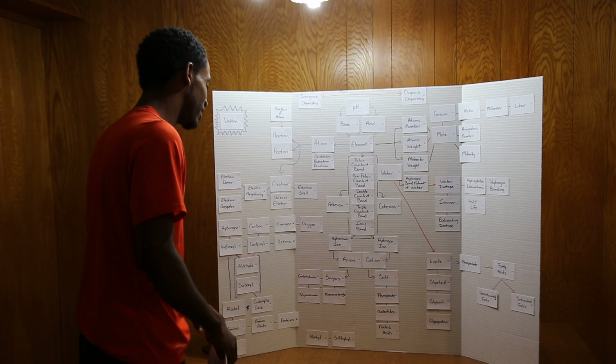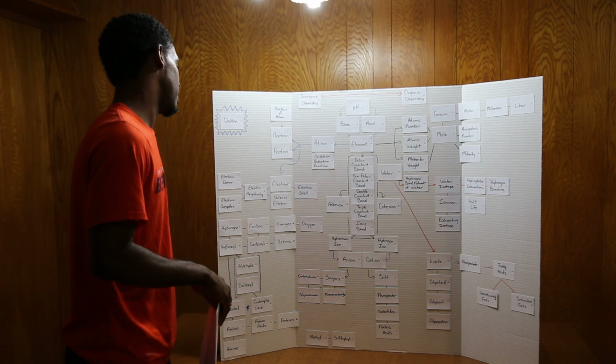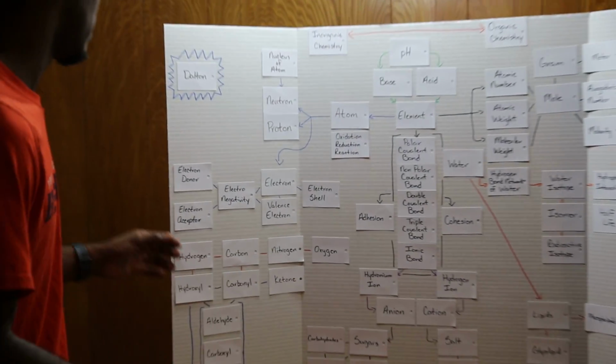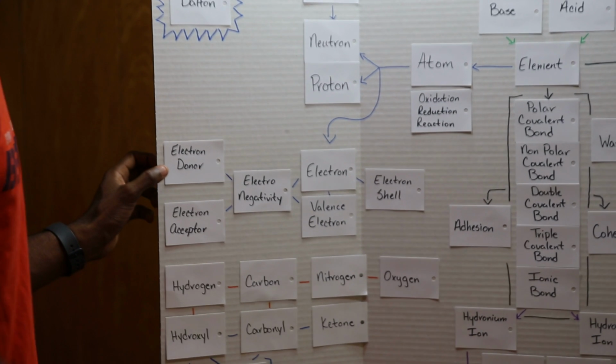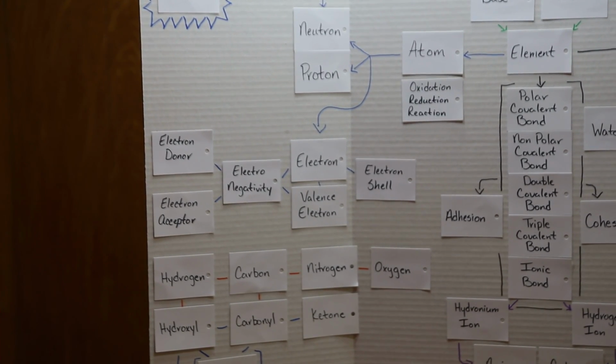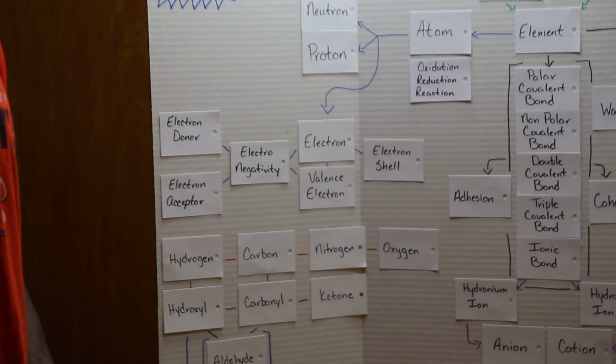The valence electrons are electronegative, and that means that is how strongly they attract other electrons. Each atom could be an electron donor, which means that they give off electrons, or they could be an electron acceptor, and that means they would accept an electron.